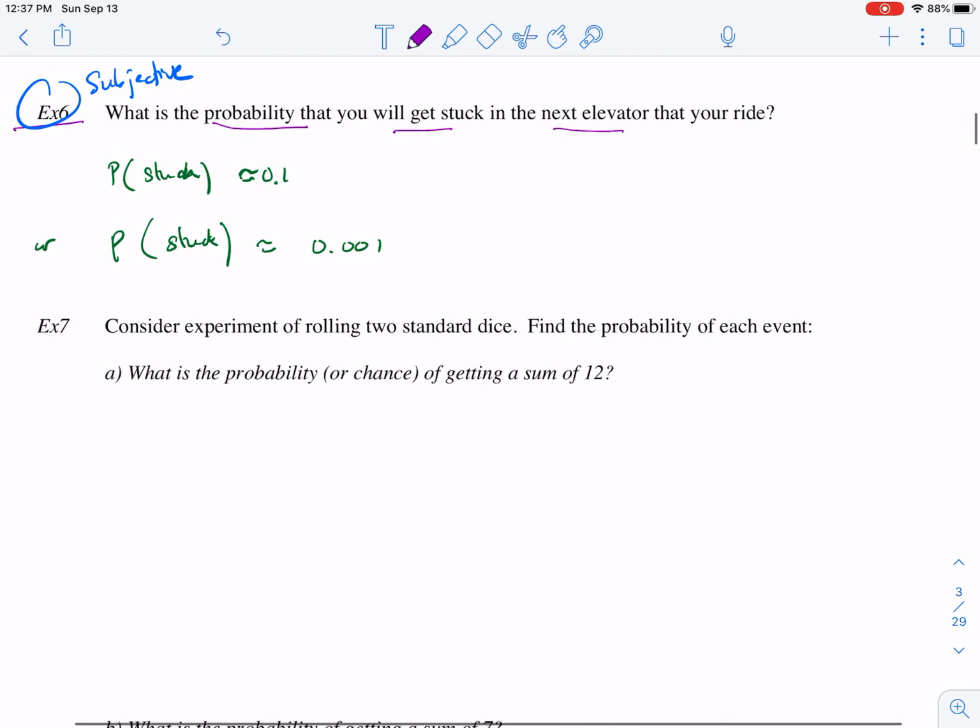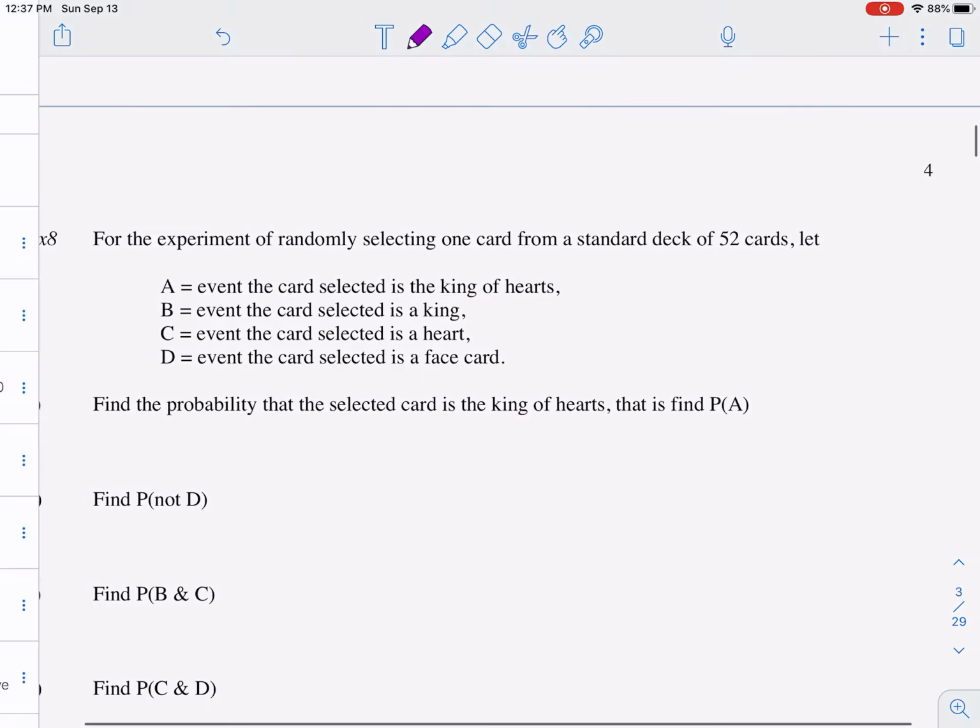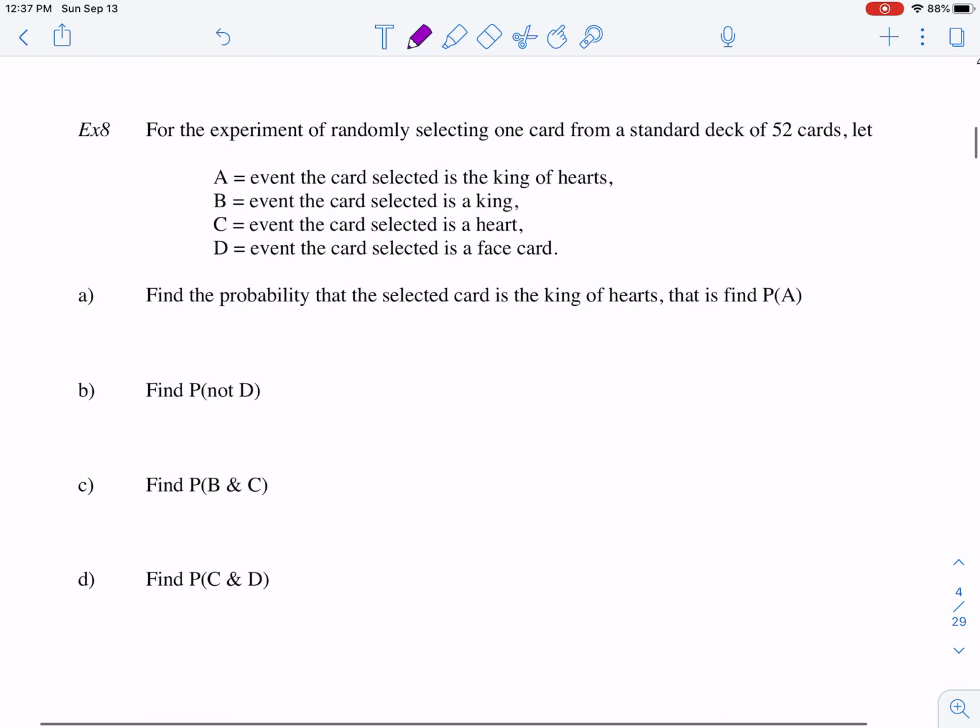Okay, I'm going to skip exercise 7. Exercise 8 you can do on your own. This has to do with cards.